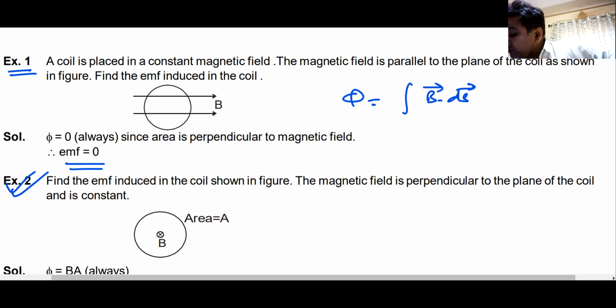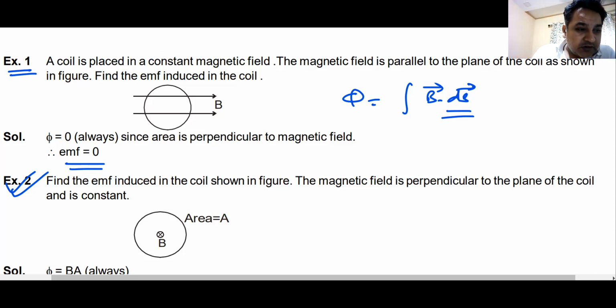Case number 2. Find the EMF induced in the coil shown in the figure. The magnetic field is perpendicular to the plane of the coil. Magnetic field is here, area is here. We have to think about the area vector. Area vector is always outward. If it is a closed figure, it is radially outward. If it is an open surface, it could be outward or inward. Do you remember that? I told you that.